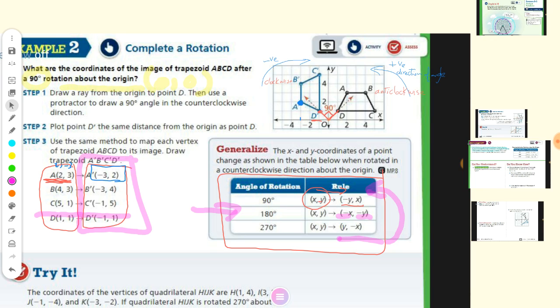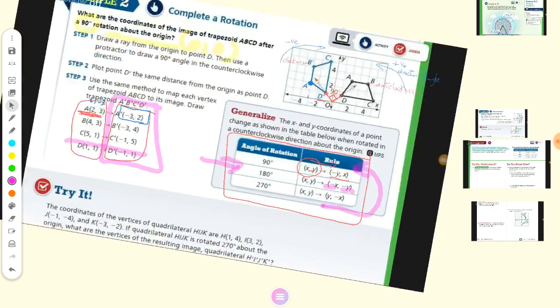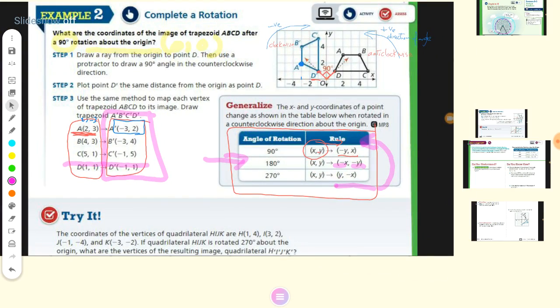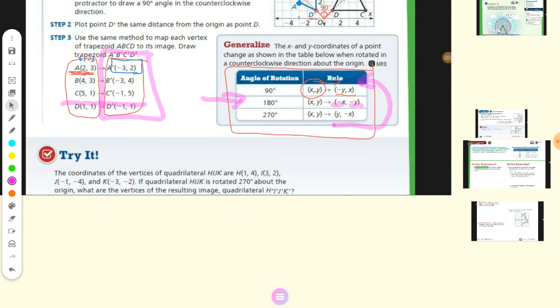So let's solve the right one to see if we understand it or not. The coordinates of the vertices of quadrilateral HIJK are H equals, I equals, J equals, and K equals negative 3 and negative 2. If quadrilateral HIJK is rotated 270 around the origin point, what are the vertices of the image H dash, I dash, J dash, K dash? Okay, without drawing, I can expect the new points. Let's start. H is what? 1 and 4.